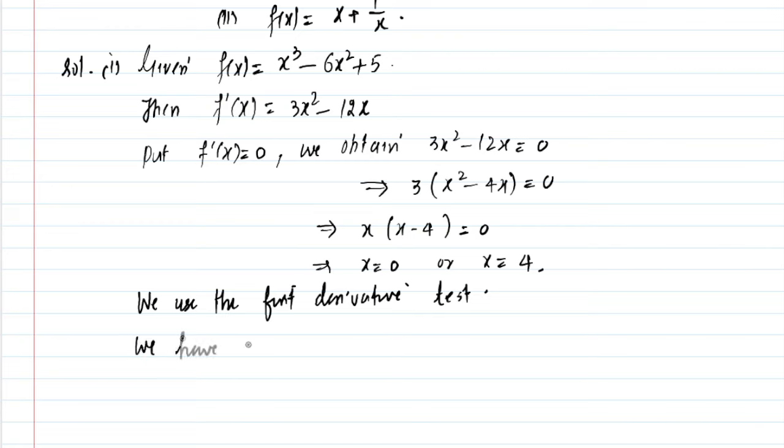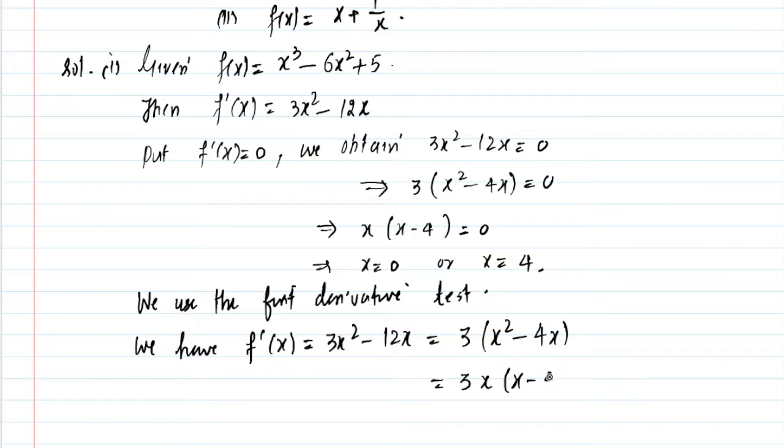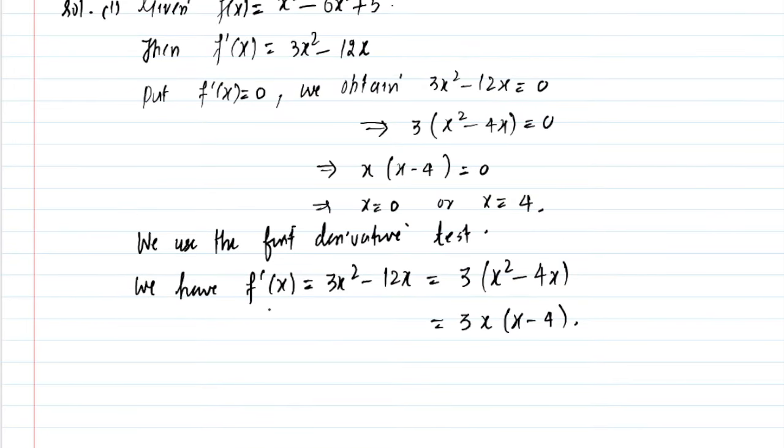So we have this f dash of x. This is equal to 3x squared minus 12x, which we can write as 3 into x squared minus 4x, or more simply as 3x into x minus 4. Now let's look at what happens with this f dash of x when x is slightly less than 0. For f dash when this is 0 minus some h, where h is a positive quantity.